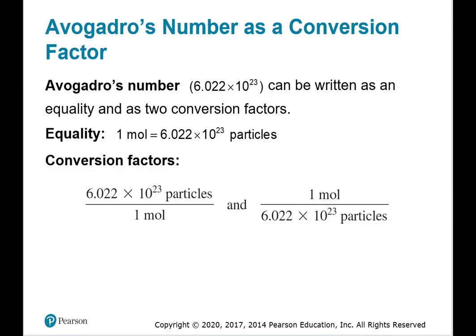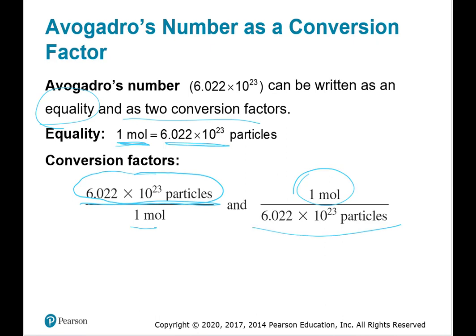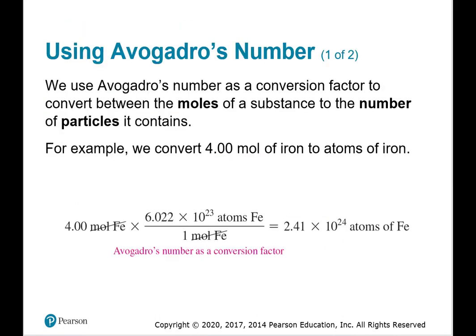So knowing that, we can write an equality using 2 conversion factors, knowing that 1 mole is equal to 6.022 times 10 to the 23rd particles. So we can say that 6.022 times 10 to the 23rd particles is equal to 1 mole, and we can flip it around and say that in 1 mole there's 6.022 times 10 to the 23rd particles. We can then use Avogadro's number as a conversion factor to convert between moles of a substance to the number of particles or ions, atoms, molecules, formula units that it contains.